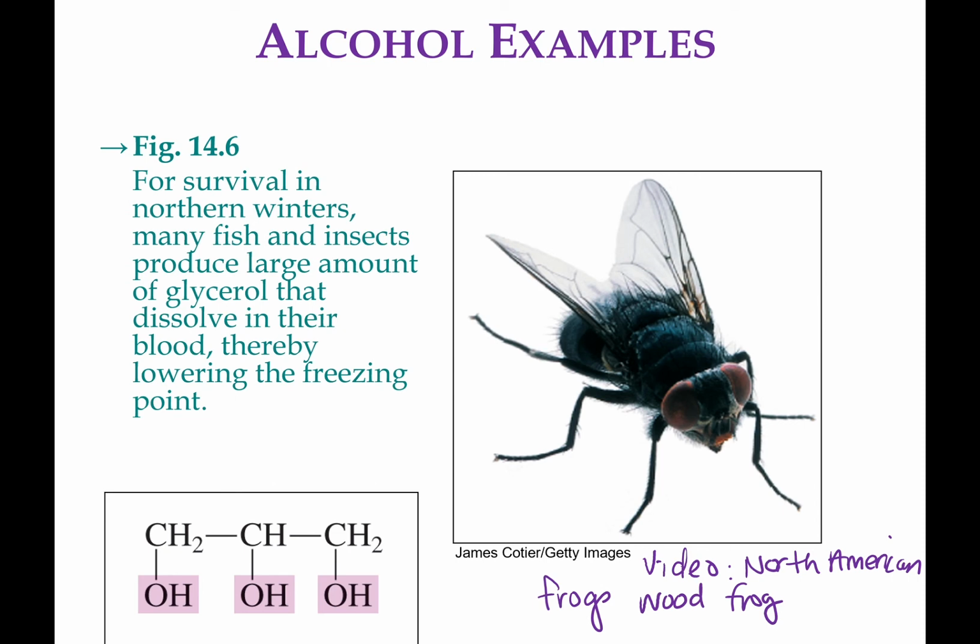So how they survive northern winters when it's very cold is many fish and insects produce a large amount of glycerol, and they dissolve that in their blood, and it lowers the freezing point of their blood. It's an antifreeze for their system. Well, that's cool, but is it important to anything else? Well, if we could figure out how it works, we might be able to undertake cryogenics.